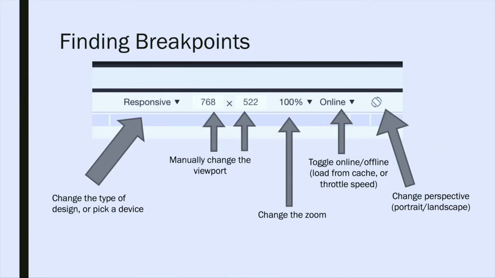As far as the top bar itself, you have a few different options. First off, you can change the type of design, such as responsive, or pick a device, such as an iPhone, an iPad, or even a Galaxy S5 or a Pixel, based on what is available in your version of Chrome. You can manually change the viewport in pixel dimensions. You can change the zoom of the page based on how you want to see it. You can toggle the online or offline aspect or even throttle the speed to make sure items you have loading can be loaded at the slowest of speeds. And last but not least, you can change the orientation from portrait to landscape or vice versa to see exactly how your page will load in those different environments.